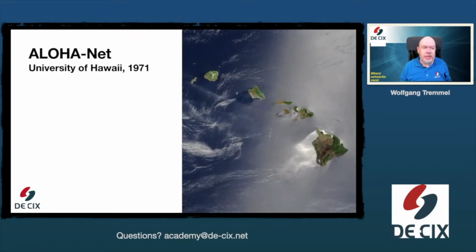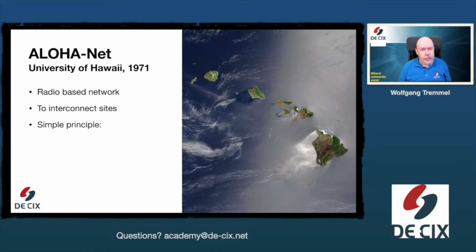In 1971, the University of Hawaii had a problem. They wanted to interconnect their campus, and their campus was distributed over a number of islands. So they invented a radio-based network. Radio means commercially available small radio transceivers, and they used that to interconnect their sites. Well, talking about a network in these days, it was really slow compared to what we have today.